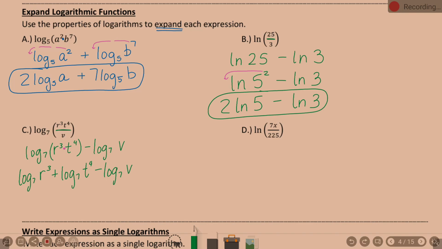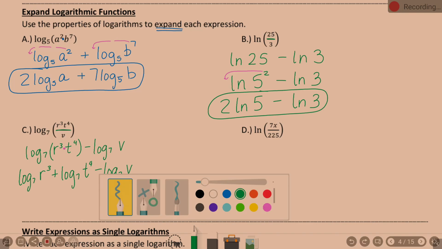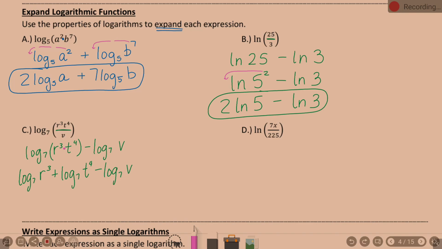Am I done now? Now, yeah, powers. Okay, folks, we've already used the other two properties. We've only got one property left, yes? We used our quotient property, we used our product property, and now we can use the power. We have a power of 3 and a power of 4. Technically on the v there's a power of 1, but we don't need to worry about that. So we end up with 3 log base 7 of r plus 4 log base 7 of t minus log base 7 of v.